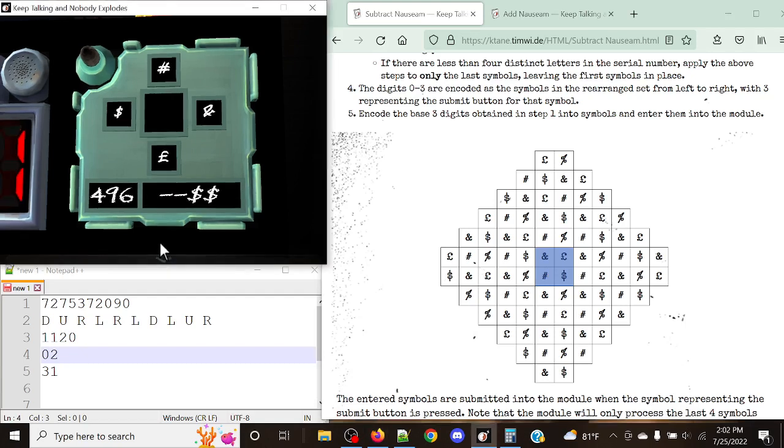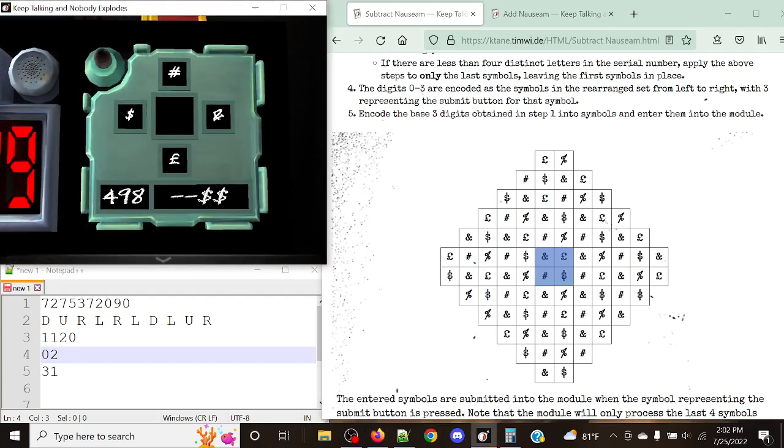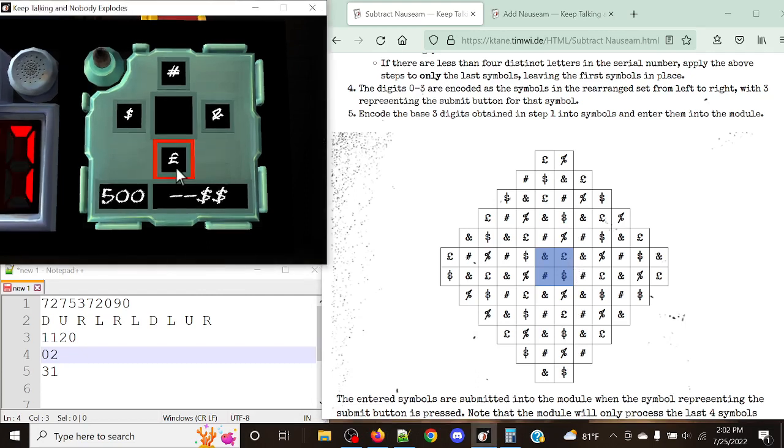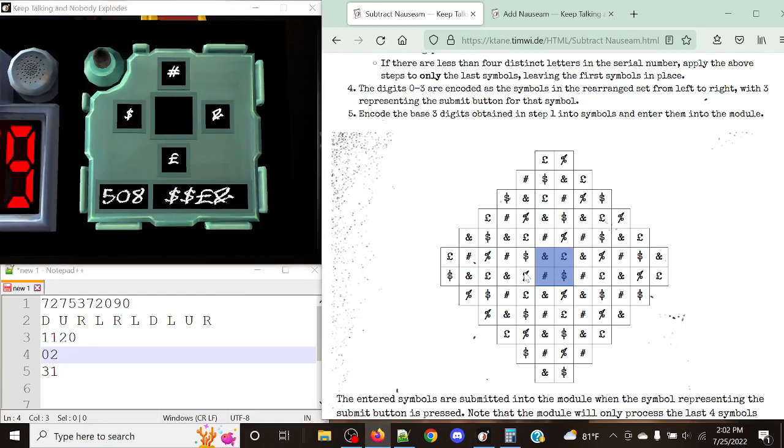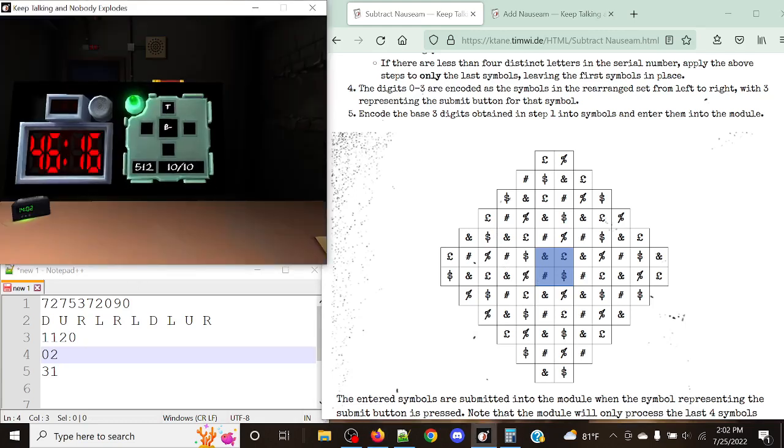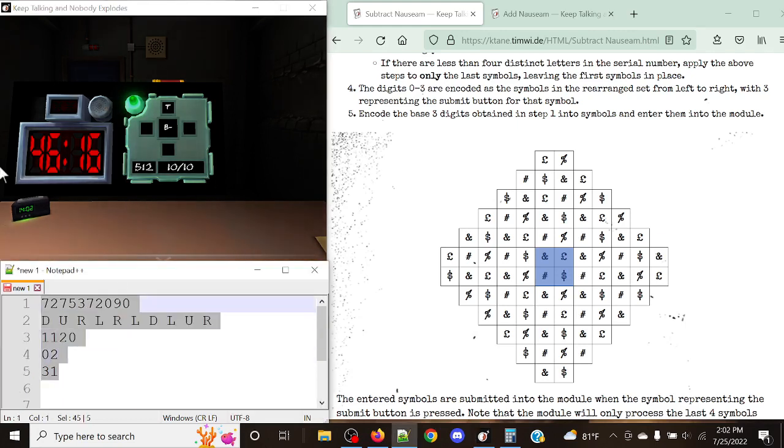So let's take a look here. Now we have 2, which is represented by top right, which is going to be the euro symbol, and 0, which is going to be the & sign, top left. Okay, now that we have that submitted, we're going to simply press the hash, which is in the bottom left, which represents the 3. And just like that, it's a solved module. So there we go. That's how that works.